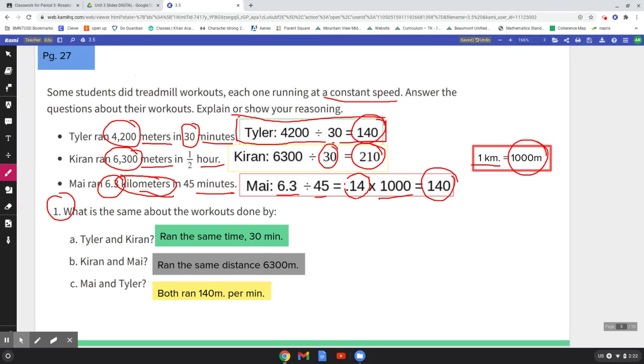So please make sure to write what each kid got. That way you can solve A, B, and C. So you're just comparing them. So what's the same about their workouts? Tyler and Kieran.